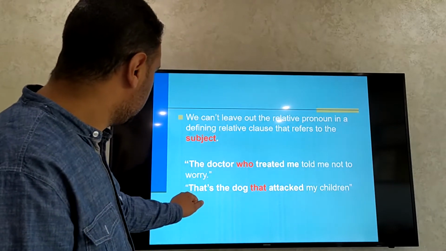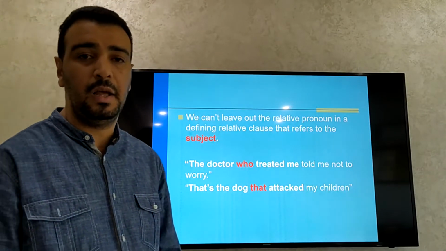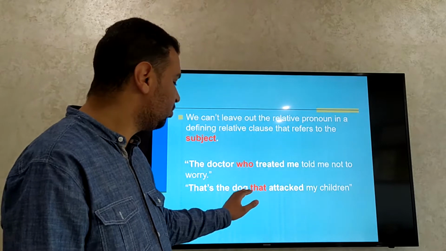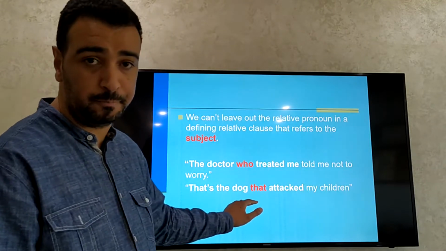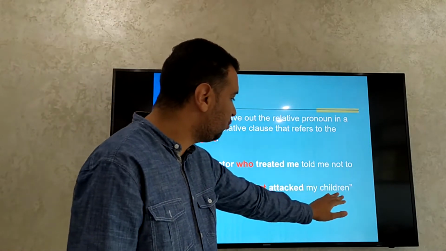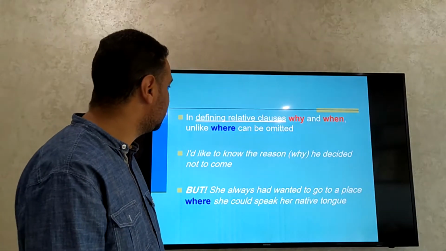Let's take a look at the second example. That's the dog that attacked my children. Okay. So which dog am I talking about? It is the dog. The dog is a subject. Attacked my children. Children are the object. I guess now it makes sense.